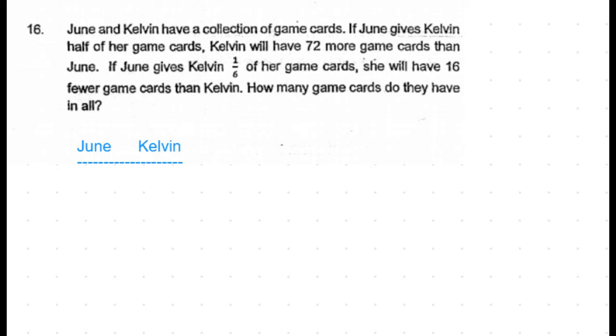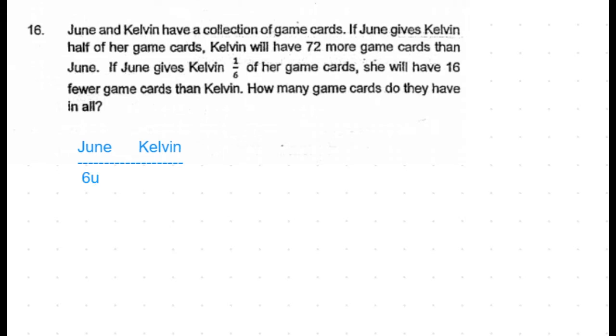So let's first chart down June and Kelvin. The first statement is if June gives half of her game cards, and the later statement is if June gives 1/6 of her game cards. So in either case, the total number of game cards that June would have should be a multiple of 2 as well as 6. So let's take June to be 6 units, and let's have a box in place of Kelvin.